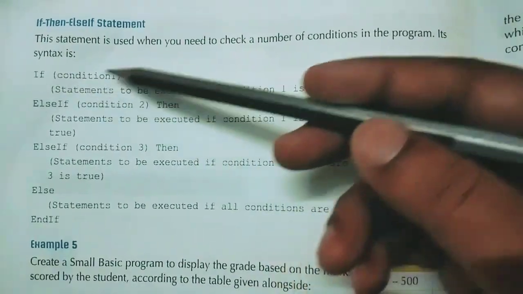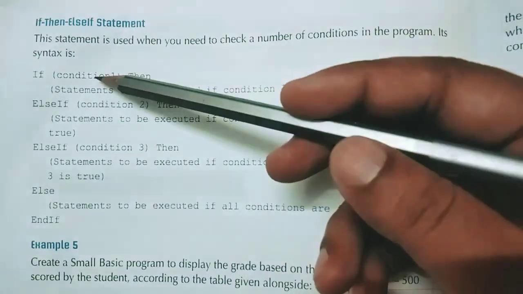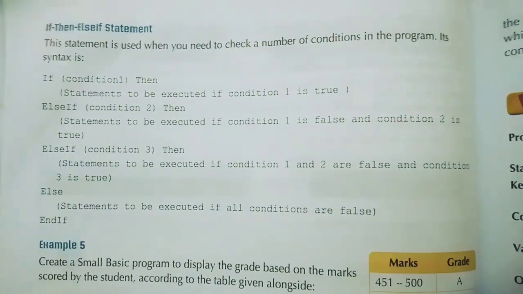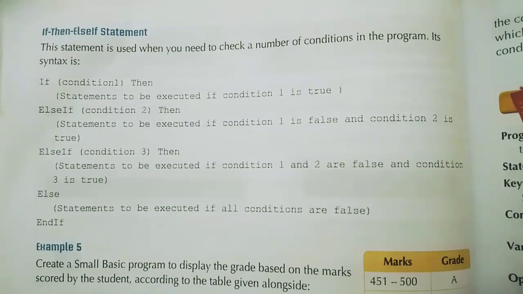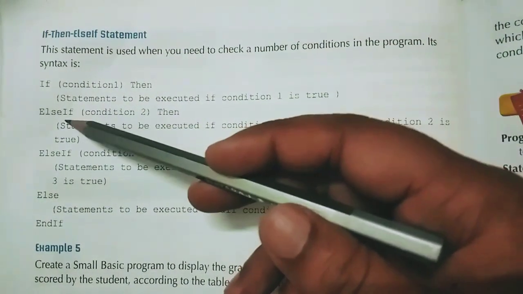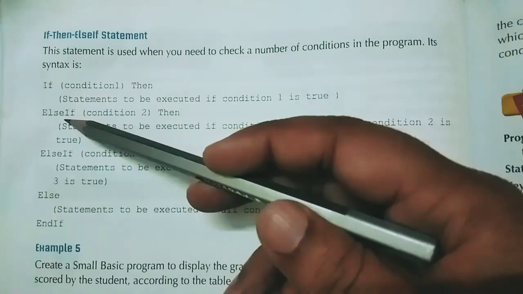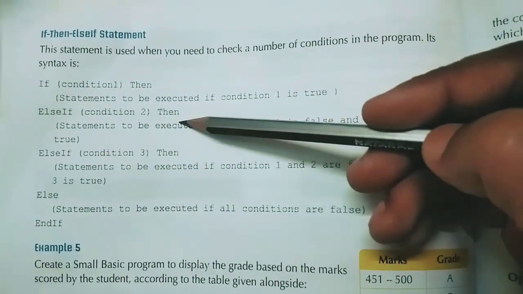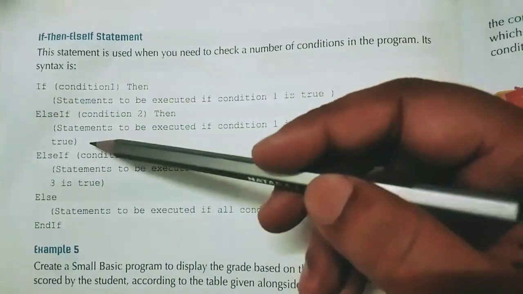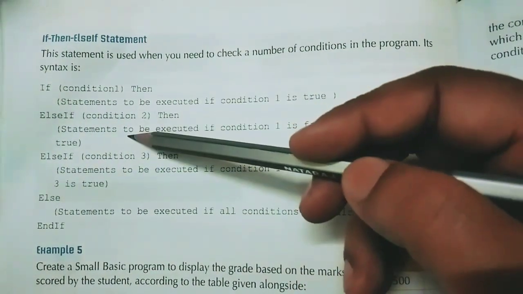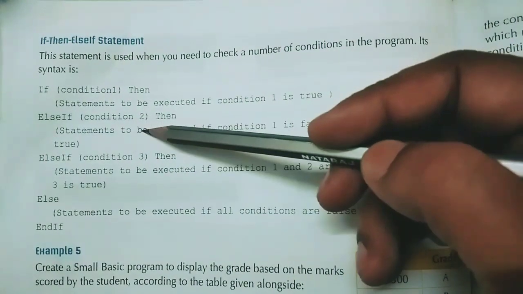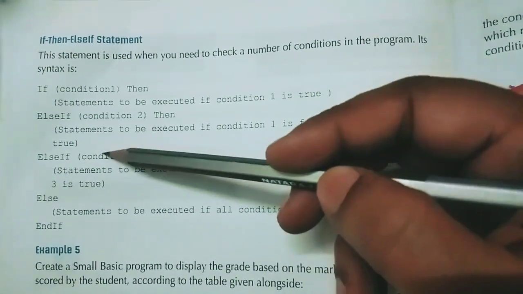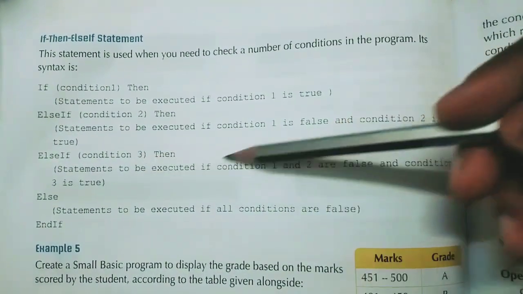So first of all, if condition 1 is true, then print this statement. Else if, that means if condition 1 is not true, then what will happen? You have to give a new keyword right here, that is else if. Then you have to give another condition, condition 2, then print this statement. Again, if condition number 2 is also false, then again give else if. Then you can write another third condition, condition 3, then print this statement.